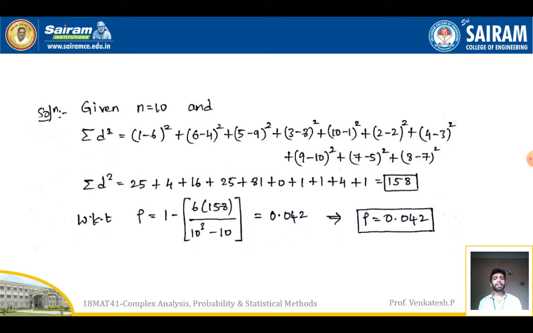Now replace this value in the rho formula. We know that rho is equal to 1 minus 6 summation di square by n cube minus n. On replacing the values, I get 1 minus 6 into 158 by 10 cube minus 10. On simplifying this, I get the rank correlation coefficient as 0.042.